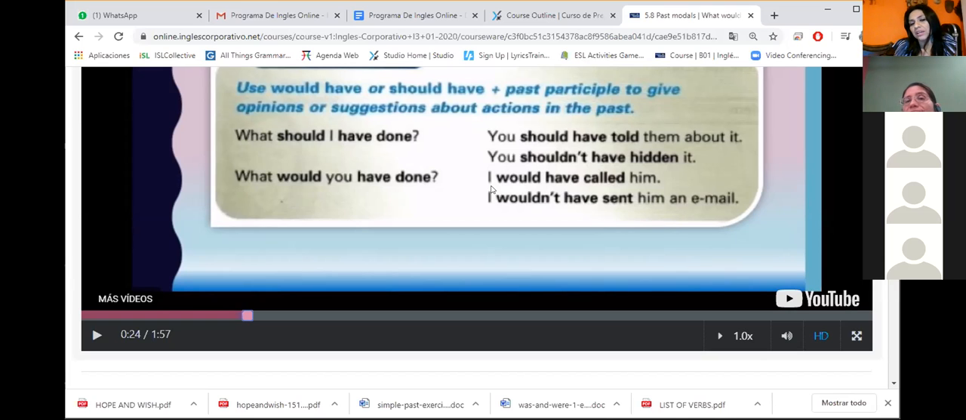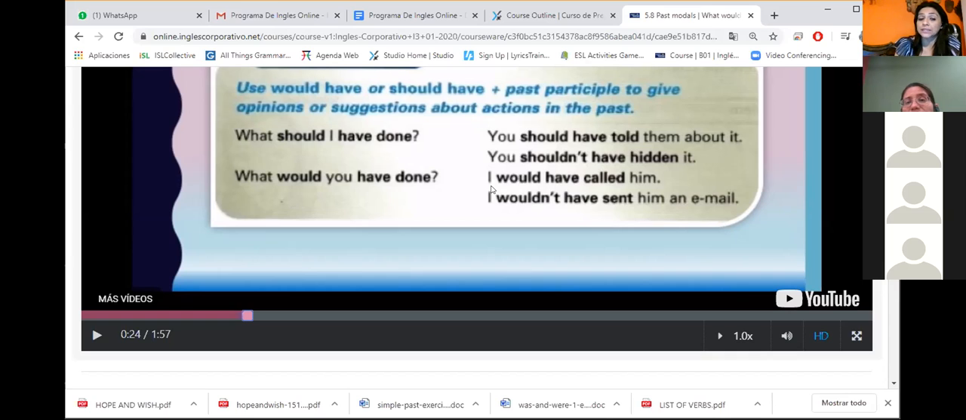In both cases, should is more like a suggestion than an opinion. You should have studied more for the exam, or you would have studied more. So should in this case is more for a suggestion, and would is more for an opinion. I would have gone to the concert, or something. So would is used more for opinions, and should more for suggestions.